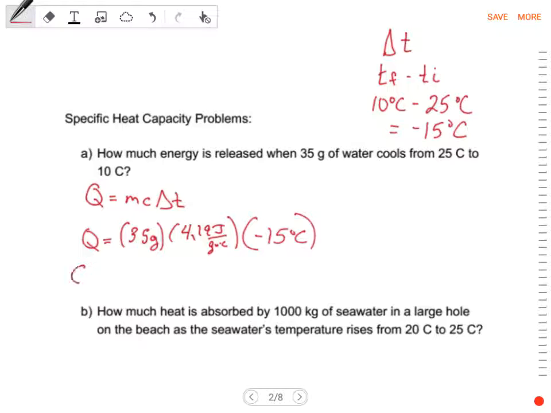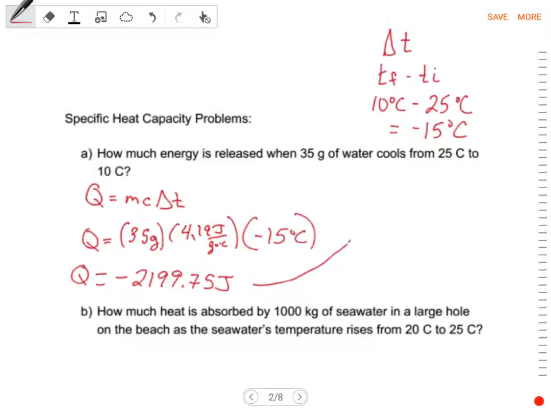Now what you have to do is you simply just multiply these values. So give me a moment and I'll do that here for you. So we are going to get 35 times 4.19 times negative 15. So it gives us a value of negative 2199.75 joules. One issue we have here is significant digits.